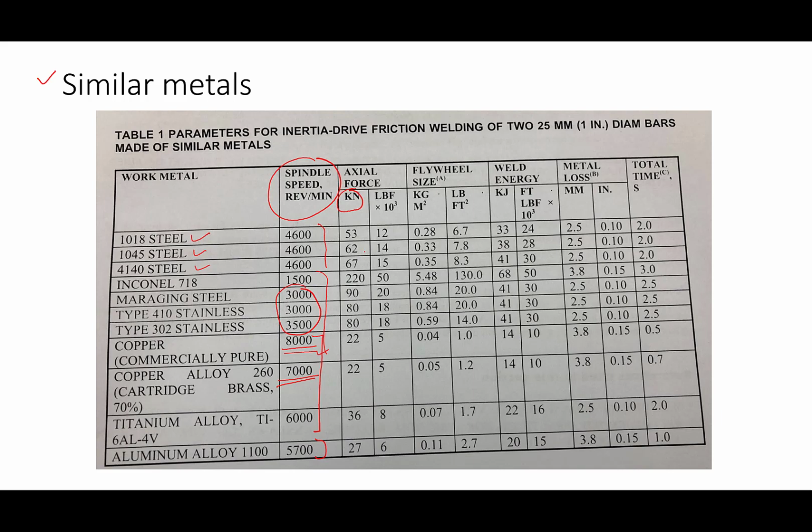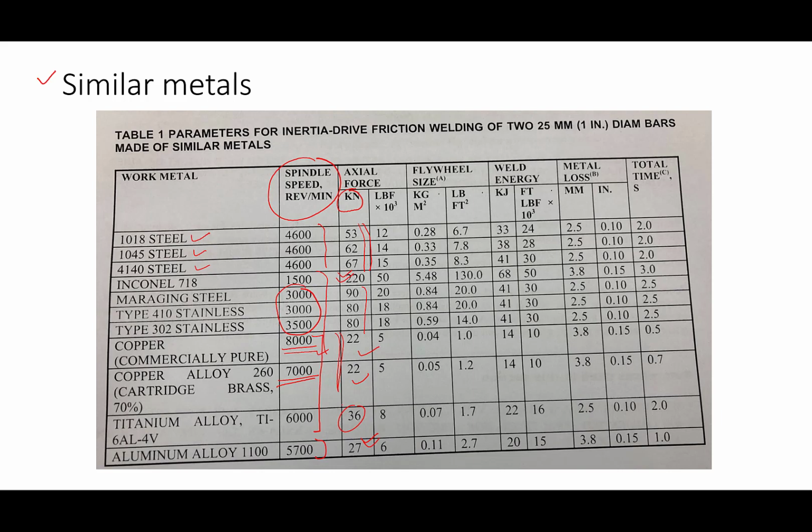Say the axial force applied for stainless steel is in the range of 53, this is the frictional force. The upsetting force is almost double of that. Although it is not very explicitly mentioned here, for Inconel it is high, you can see. For maraging steel and stainless steels, it is 80 to 90. For copper, aluminium and titanium, these are lower. You can see for copper it is 22, for aluminium it is 27, a little high for titanium.